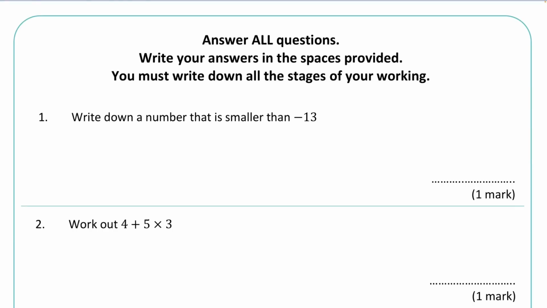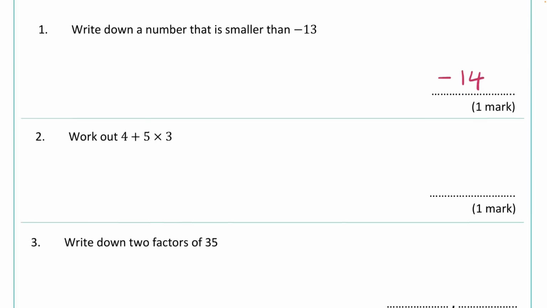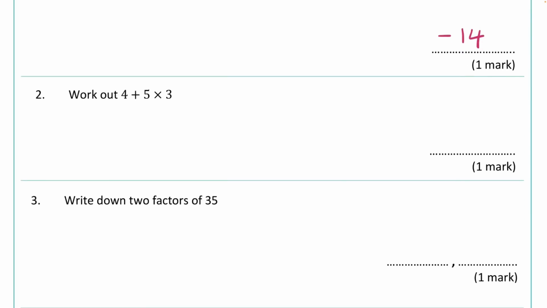We have: write down a number that is smaller than -13. So here we just need to pick, I would just go with the closest number that's smaller, so -14. You could obviously go for any number there where the number itself is bigger than 14, of course with your negative symbol, so -15, -16 and so on. Next we have some order of operations. Multiplication comes before addition, so here it is 4 add, and 5 times 3 is 15, so 4 add 15 is 19, and there we go, some order of operations.